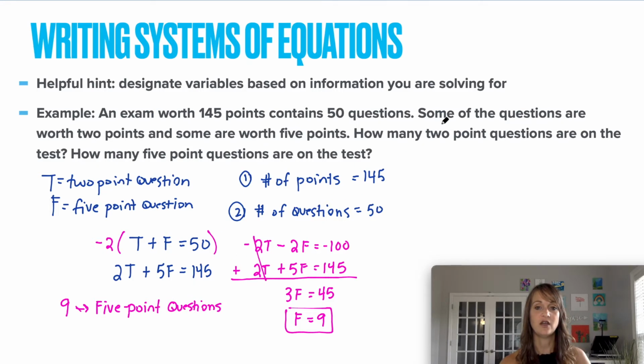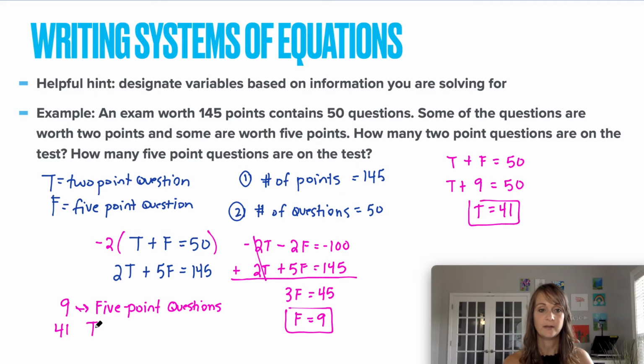Therefore, if I know that the number of 2-point questions plus the number of 5-point questions equals 50, I can go ahead and substitute the number 9 into f now that we know what it is. To solve for t, I would subtract 9 and I would get 41. Therefore, that means that there were 41 of the 2-point questions.